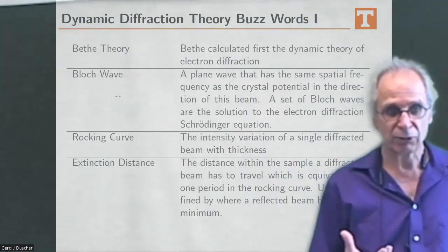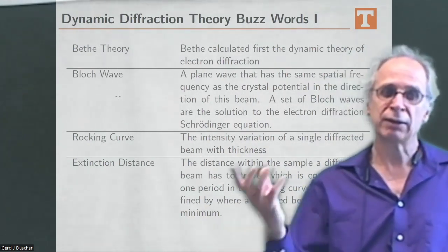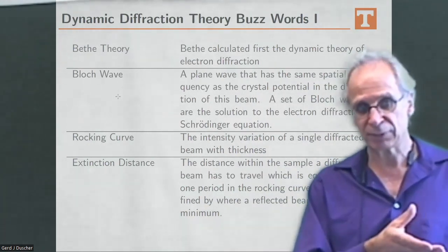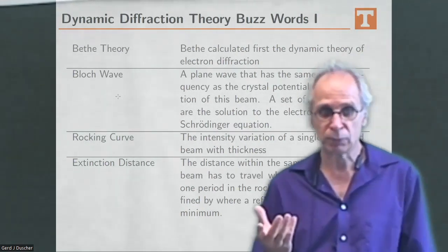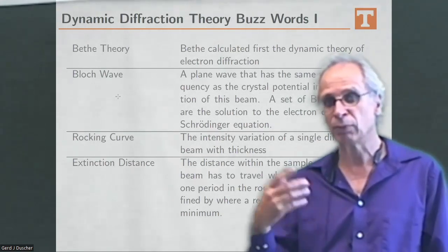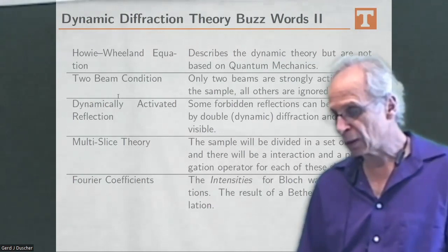So the dynamic theory is thickness dependent. It means you can determine the thickness. If you have an area and the thickness, you have your volume, and then suddenly you can do volume specific things. Okay.